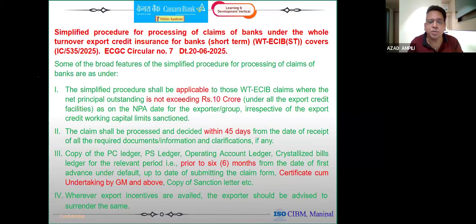But some documents we are supposed to send: packing credit ledger, post-shipment ledger, operating account ledger, and crystallized bills ledger for the relevant period, that is prior to 6 months. Most important to remember, for this simplified procedure, a certificate-cum-undertaking by GM and above, and a copy of the sanction letter, must be sent. For claims not exceeding 10 crores, the claim will be settled within 45 days.